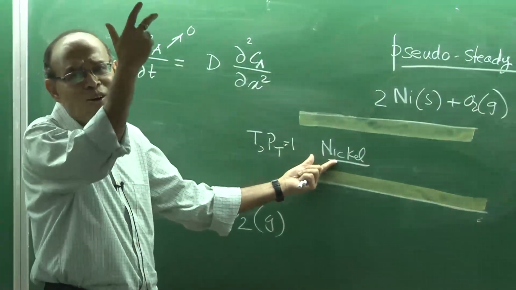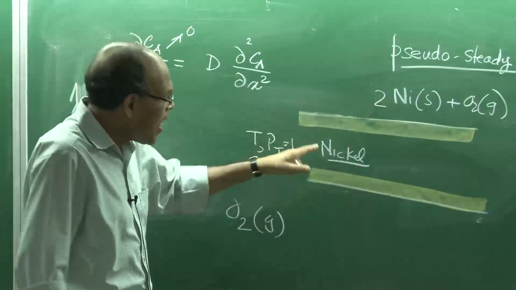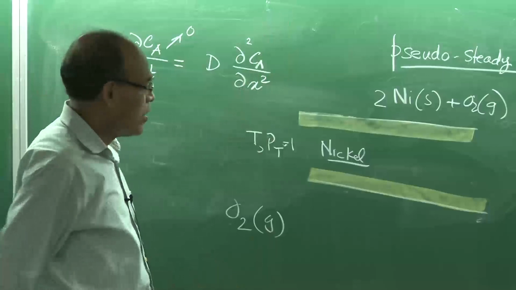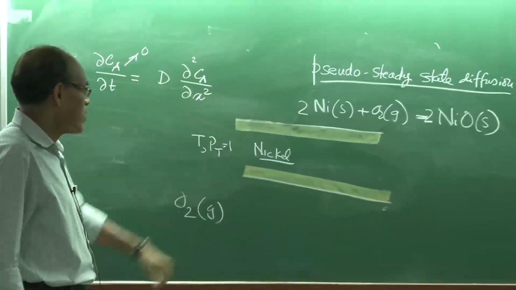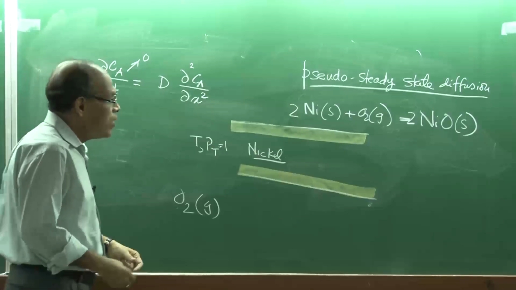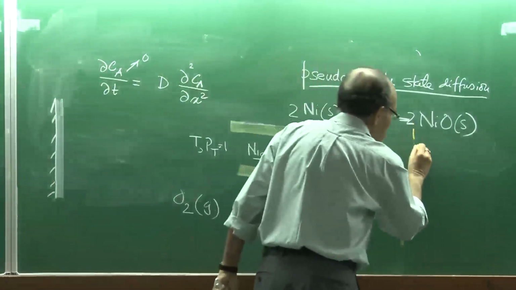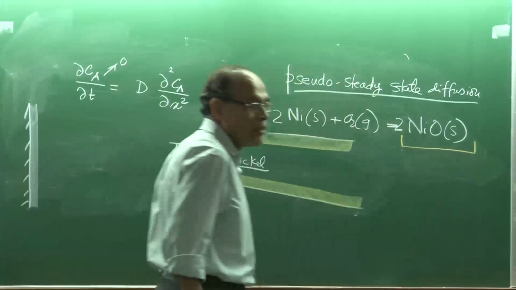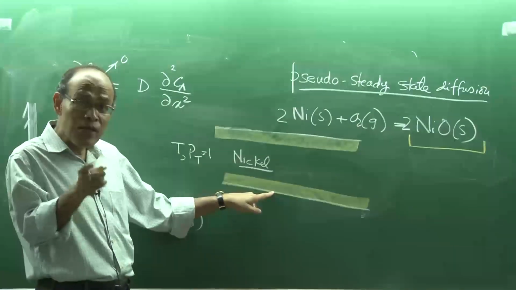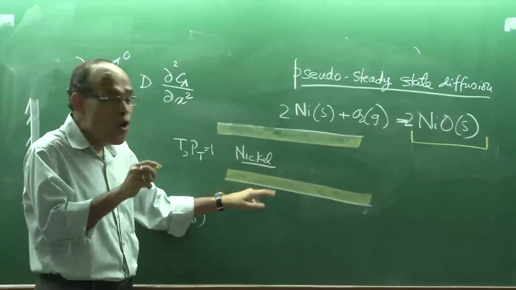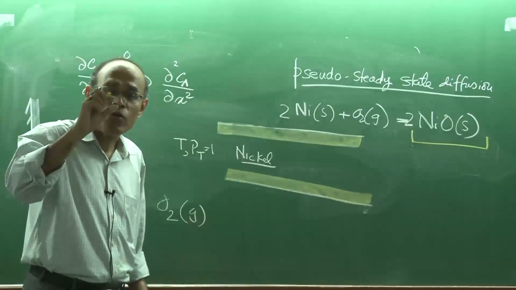Nickel will spontaneously oxidize, and then the entire nickel block will get transformed into solid nickel oxide as part of this reaction. So this is the product which forms at time t equal to 0 at the right interface. But after t equal to 0, what happens when the product layer grows?